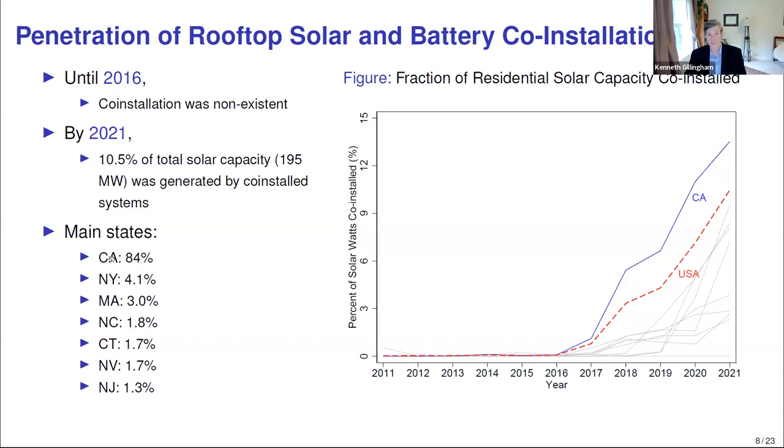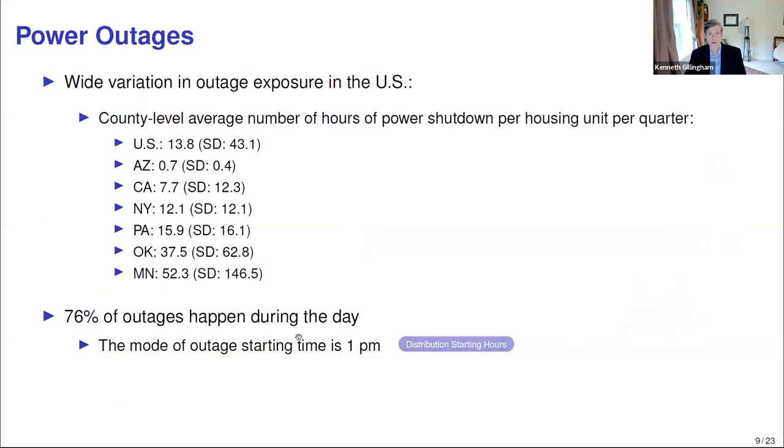Notably, California dominates. California's over 80% of the number of solar watts that are co-installed. But then it's a smattering of other states that have co-adoption occurring.